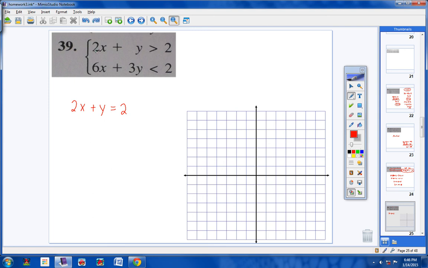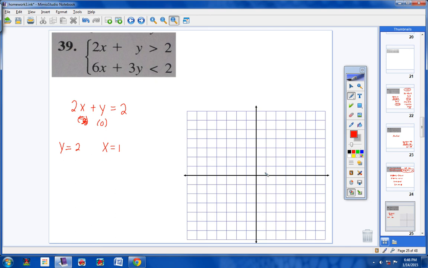So I'm going to use the double intercept method where I quickly put a 0 in for x. If I put a 0 in for x, I get out a y of 2. If I put a 0 in for y, I quickly get out x equals 1, because if there's a 0 here, then I have 2x equals 2. Divide both sides by 2, and I have an x-intercept of 1.